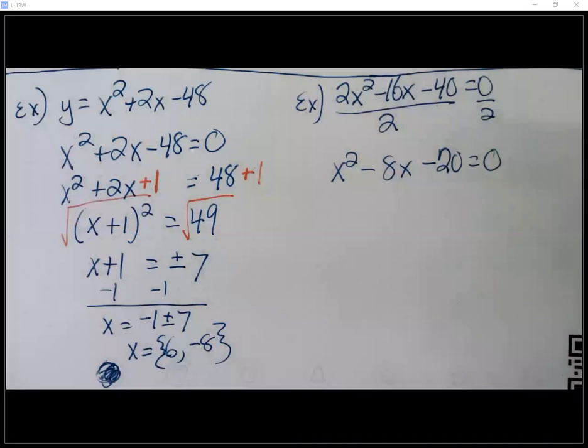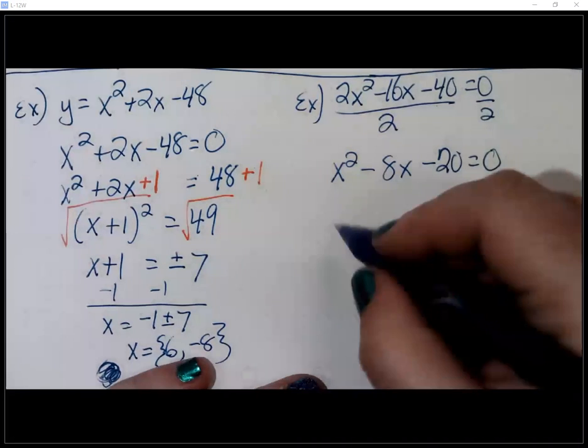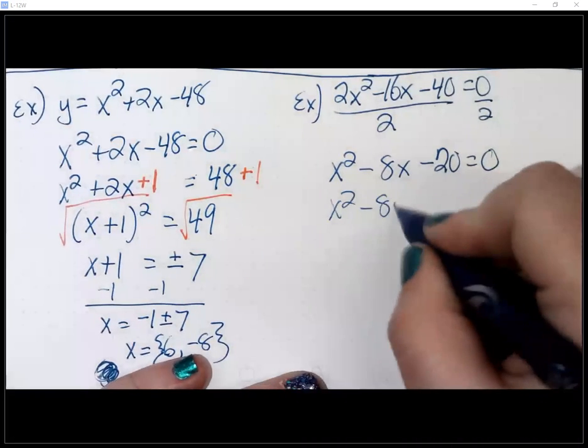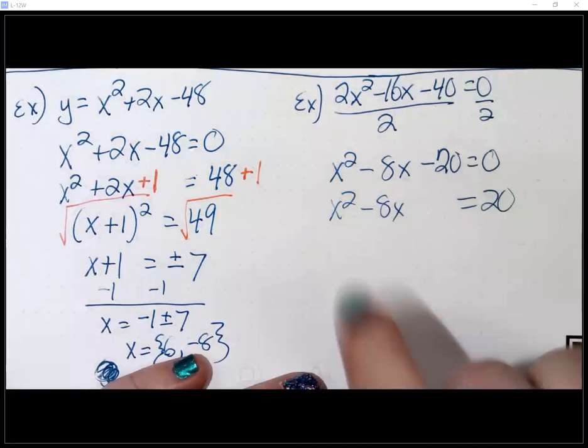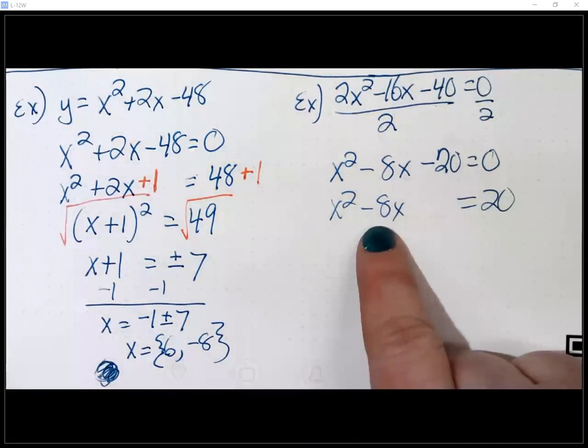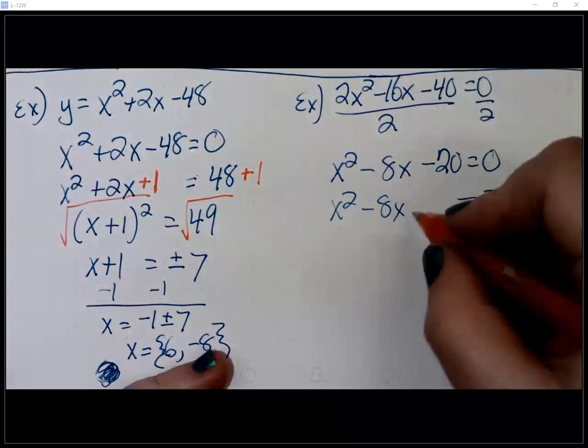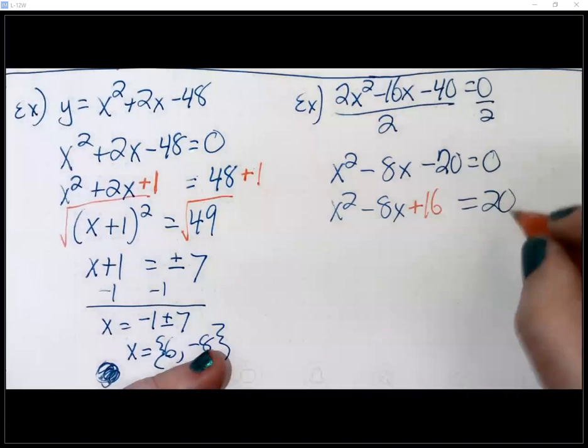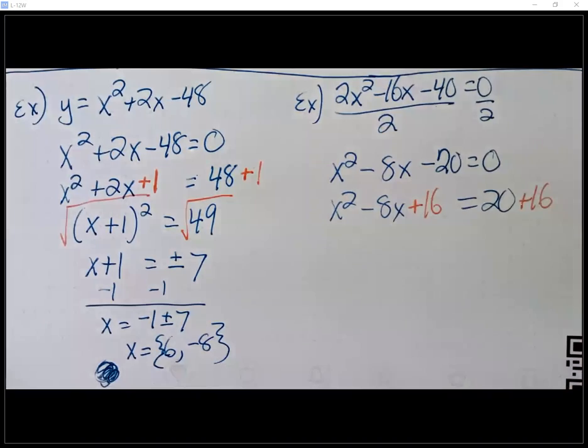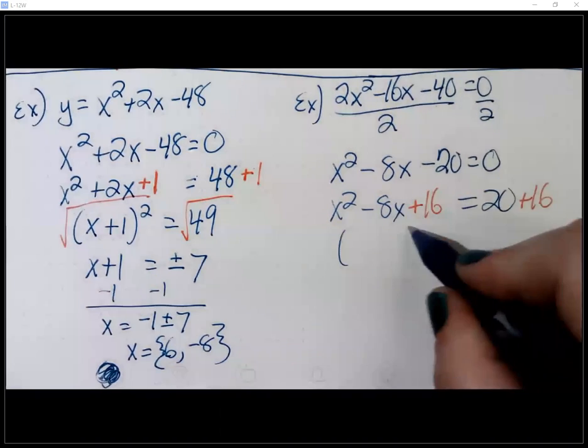Okay, did you get an answer? 2 answers? What are they? 10 and -2 you claim. I think those are right. So real quick, we're gonna move C to the other side. So I get a 20. Half of this is -4, but when you square it, it's a positive 16. So we're gonna add 16 to both sides. On the left, factors of 16 that add to be -8.